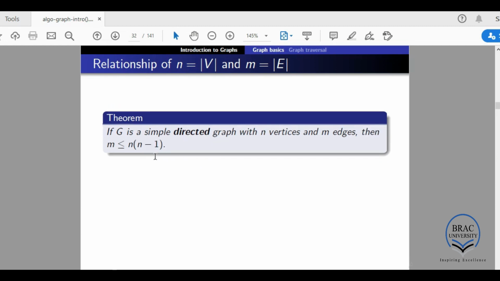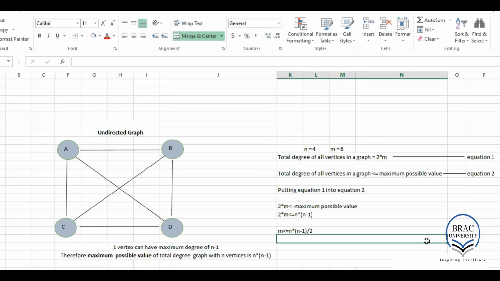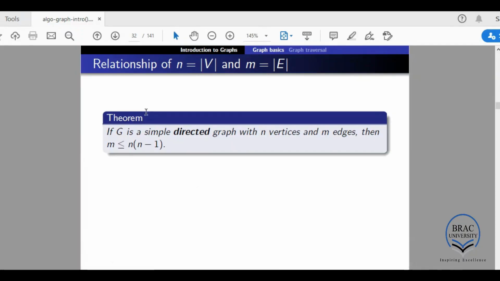Similarly, for a directed graph, m is smaller than or equal to n into n minus 1. You can apply a similar or the same process to prove this.